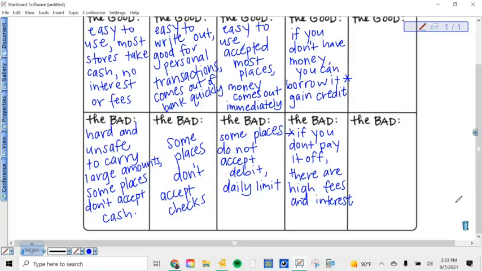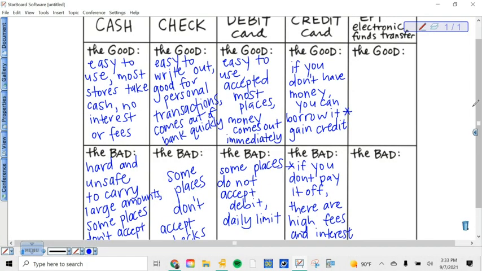Unless, of course, it's something you save for and you have the ability. Exactly. So yeah, if you have the money to buy something, then that's fine. But when you don't have the money to buy something, just don't do it. Easier said than done.